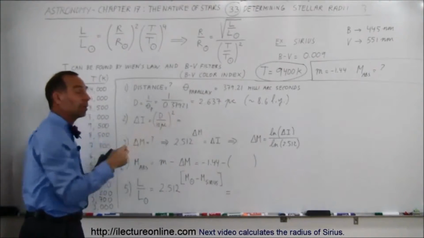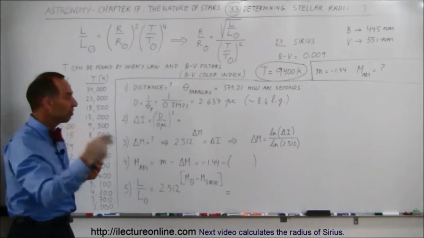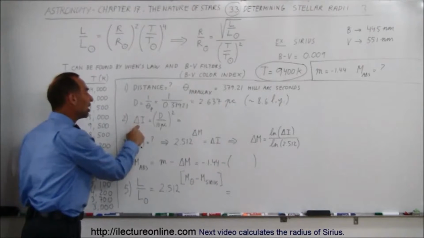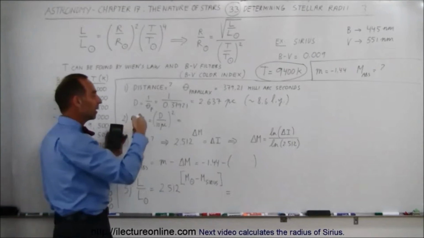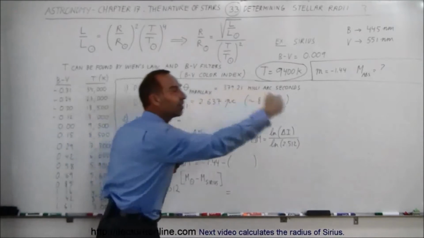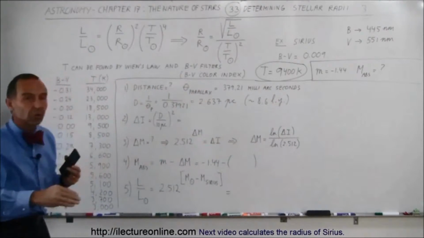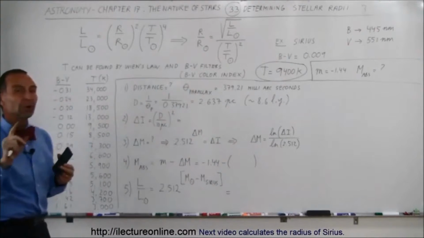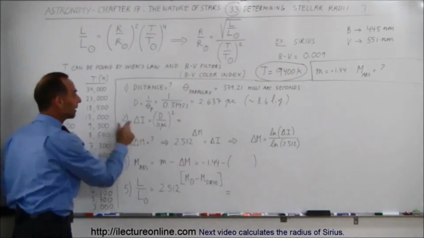We take that number squared because we know the intensity is proportional to the distance squared, and that will give us the change in the intensity. If we then take Sirius where it is now and place it at a distance of 10 parsecs, it would look dimmer to us at a farther distance. We want to know how much dimmer, and we can calculate that here.